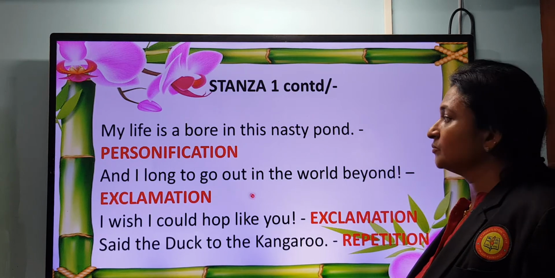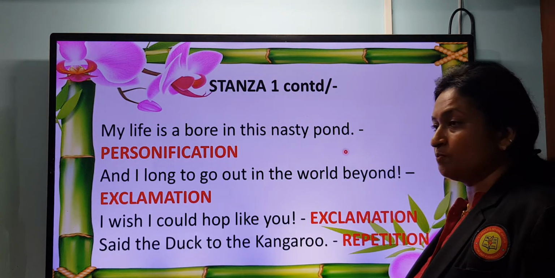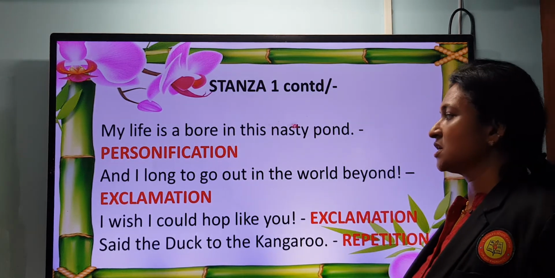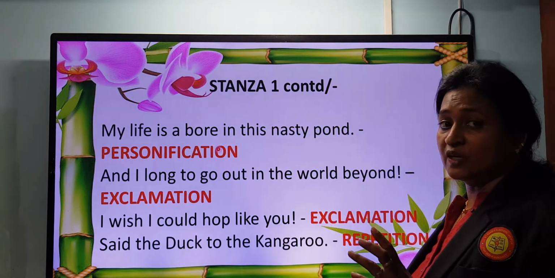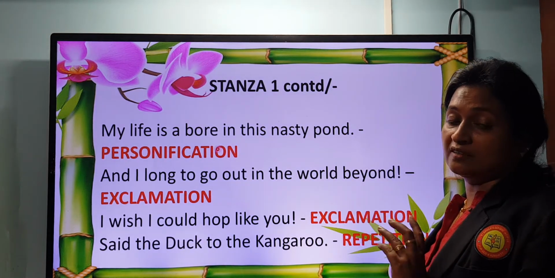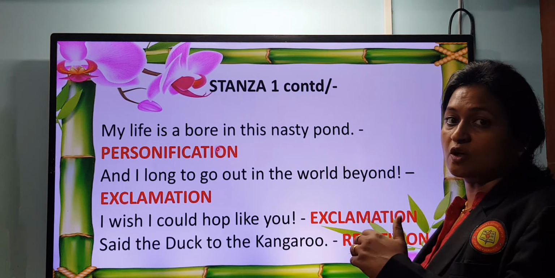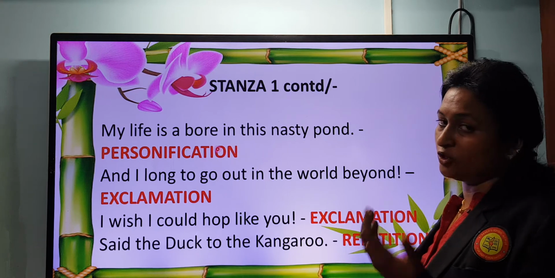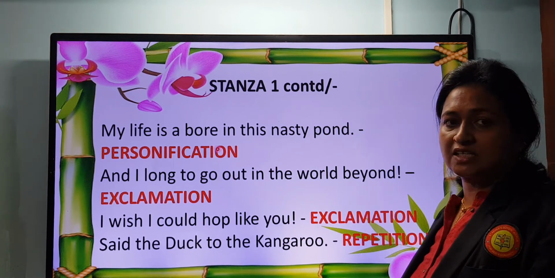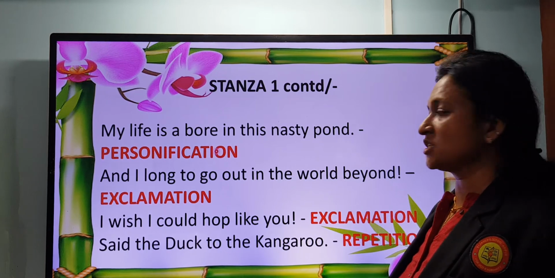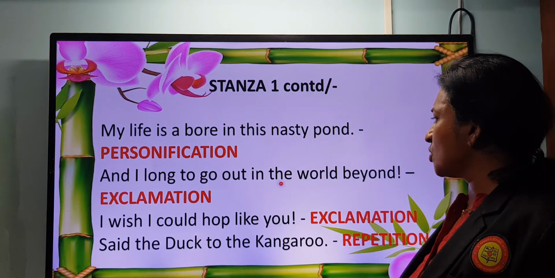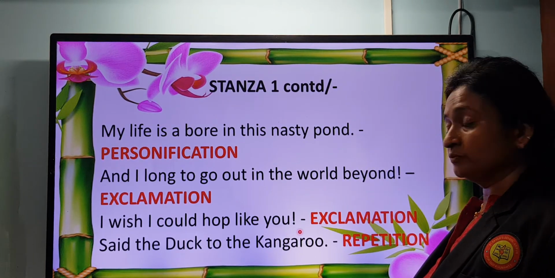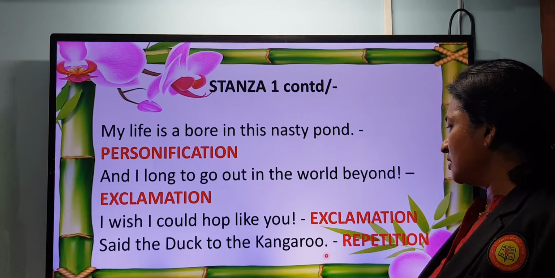Continuation of first stanza: my life is a bore in this nasty pond. A boring life of a duck, so that means having human qualities. So this is personification. Personification you will find very often in this particular poem because it's a conversation of a duck and a kangaroo having human qualities. Have you seen animals talking? No. So from that itself you can make out that maximum you will find personification in this poem. And I long to go out in the world beyond! Exclamation. I wish I could hop like you! Exclamation. Said the duck to the kangaroo. Repetition.